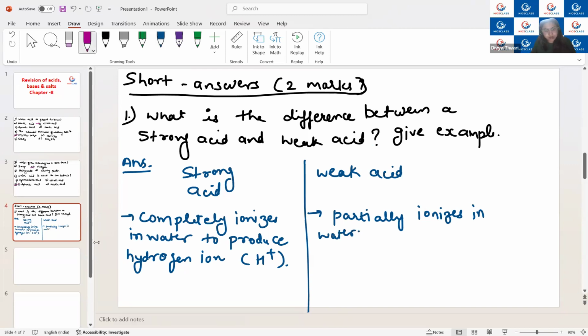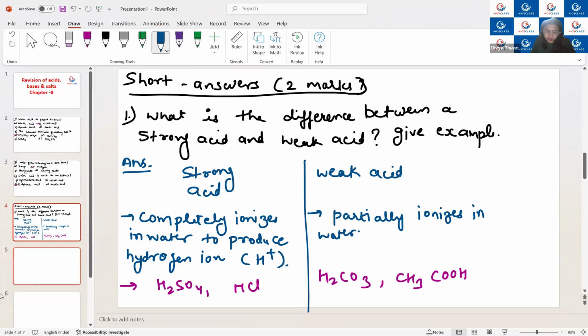Examples for this: you can write H2SO4, HCl, anything. And for the weak acid you can write carbonic acid, which is H2CO3, or you can also write acetic acid, which is CH3COOH. I will write down the names also over here. This is sulfuric acid. This is hydrochloric acid.